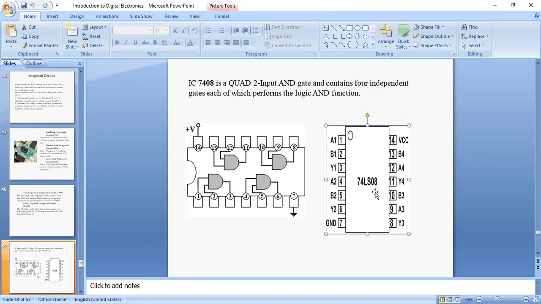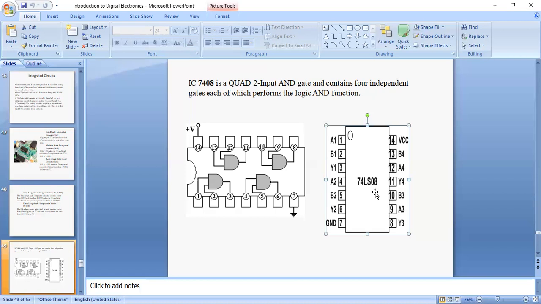This IC contains 4 independent gates, each of which performs the logic AND function. What is the AND function? If the two inputs are low, the output is low. If the two inputs are high, the output is high. If any one is high or any one is low, the output is low. So the AND gate gives a high output only when both inputs are high.